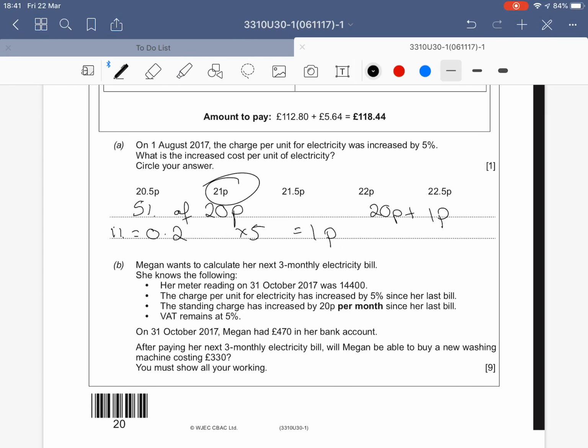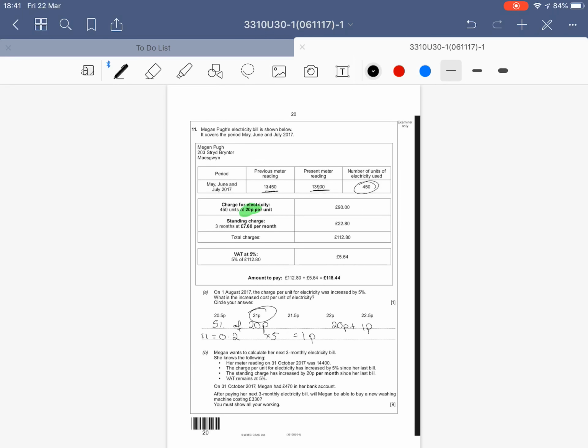Megan wants to calculate her next three monthly electricity bills. She knows the following. Her meter reading on the 31st of October 2017 was 14,400. The charge per unit for electricity has increased by 5% since her last bill. Standing charge has increased by 20p per month since her last bill. VAT remains at 5%. She has $470 in her bank. After paying the bill, can she afford a new washing machine for £330? This is 9 marks. Wow.